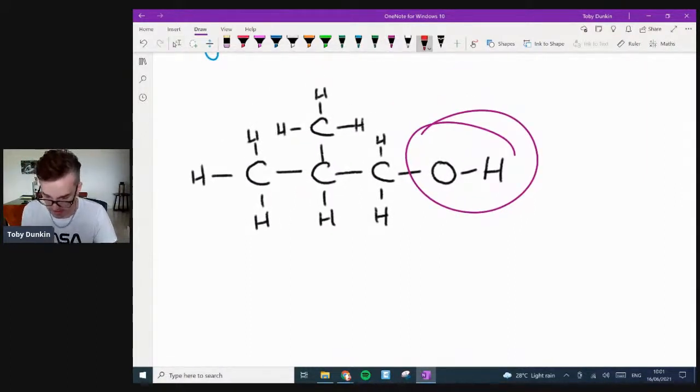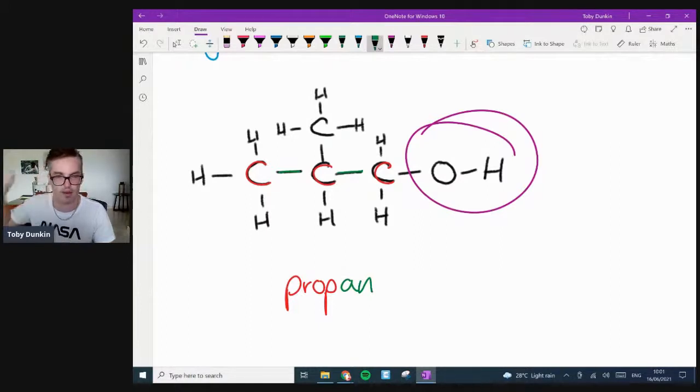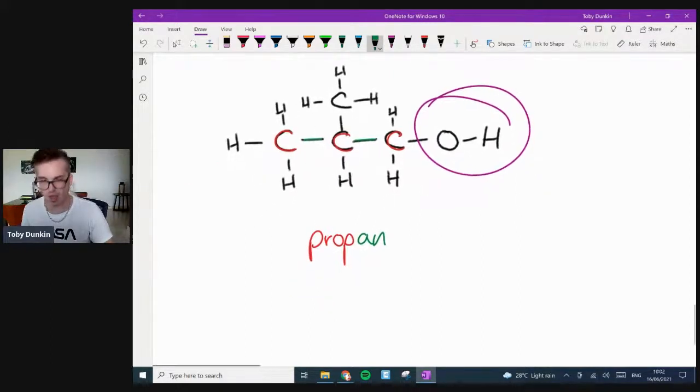So, firstly, longest chain. 1, 2, 3. Okay, so it's a prop. Is it an ane or an ene? It is an ane. Masaru just completely threw that out the window. He's like, I don't want the ane. Owen's gone mad. Prop 3 ol. Why would he count it from that direction, Owen, when you can count it from the other one? Yeah, prop, thank you very much.